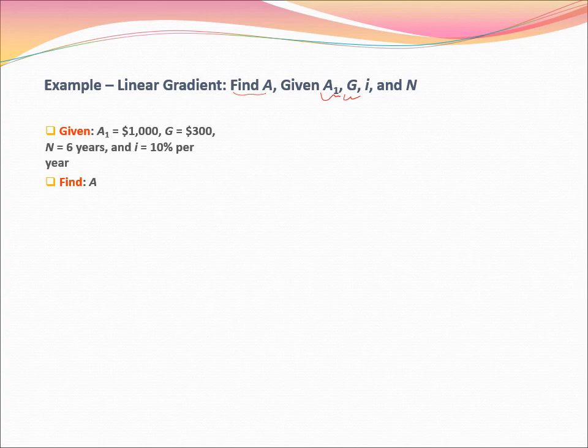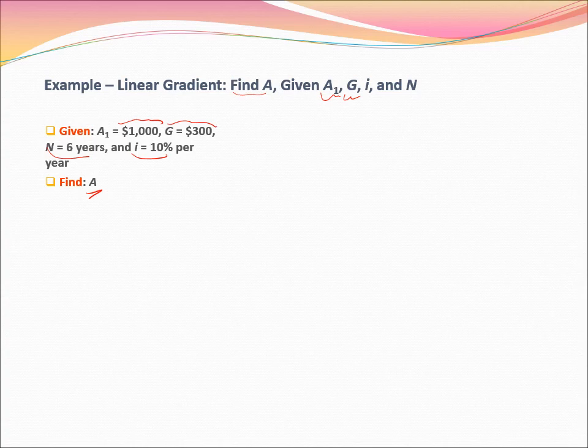We are making payments to a bank loan, and we start by paying A1 at the end of the first year, and starting from the second year we are increasing this payment amount by G. The interest rate is given as 10% and the number of years is 6. So the first payment is 1000 and we are increasing this value by 300 each year. And how do we find the annual equivalent?